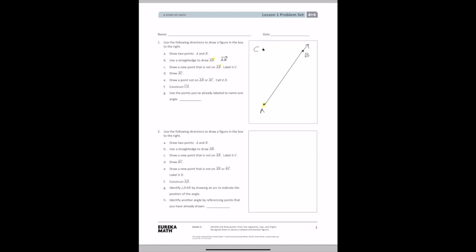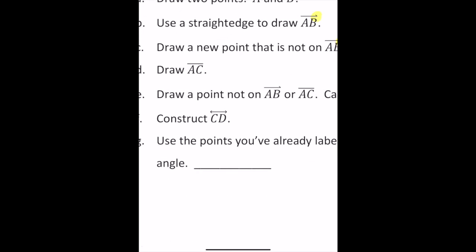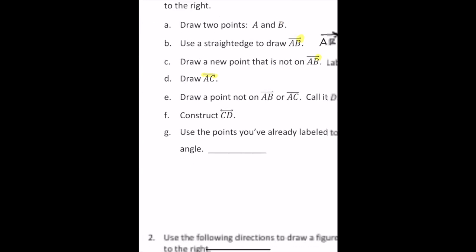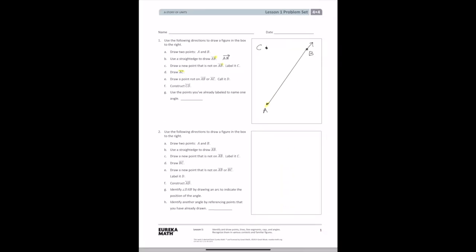And now D says draw AC. Let's take a look. You notice there are no arrows on that line above AC. So that means, again, all it is is a line. So we'll draw that line connecting from A to C.